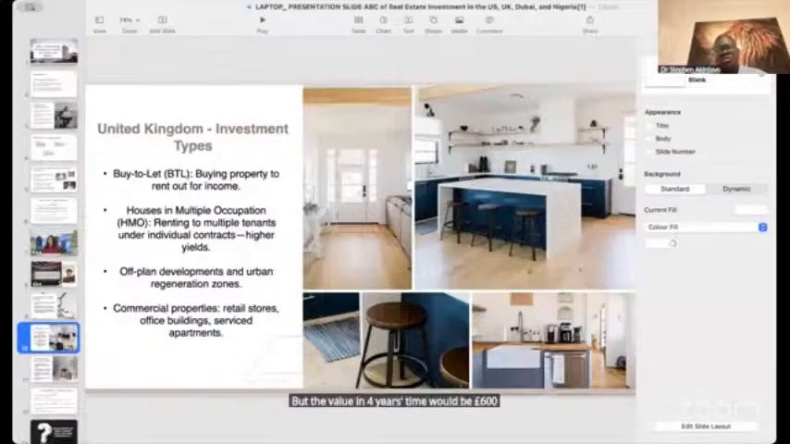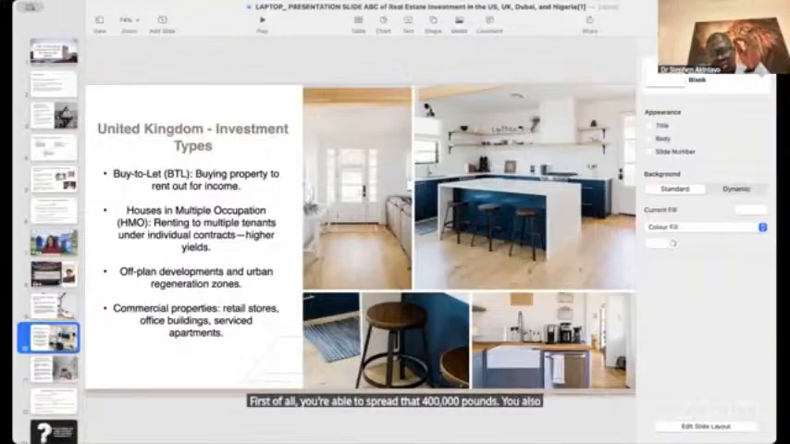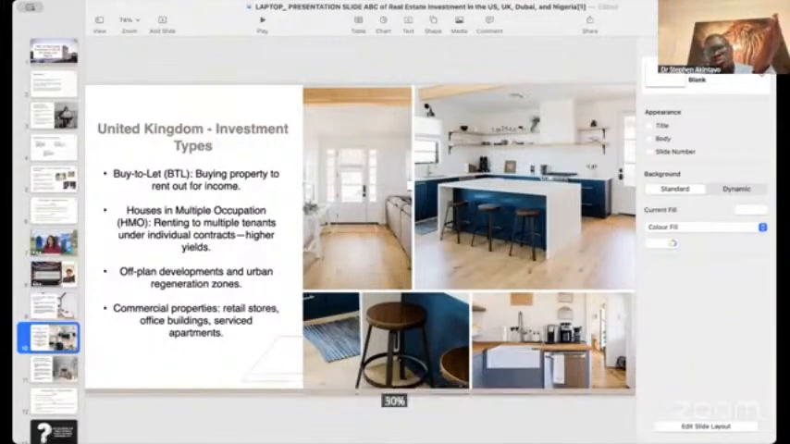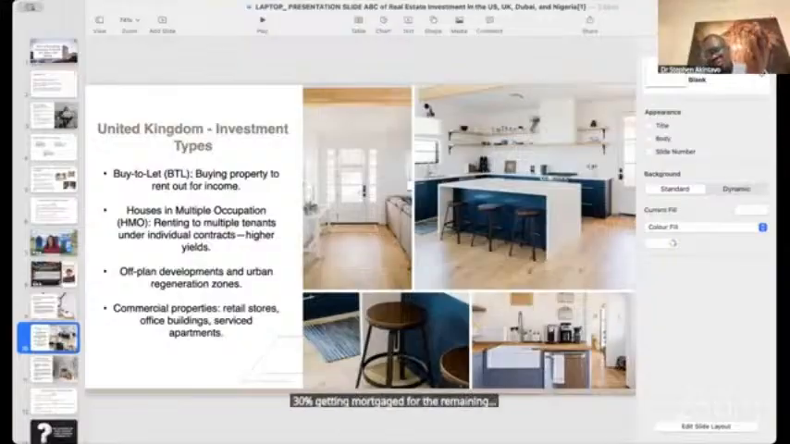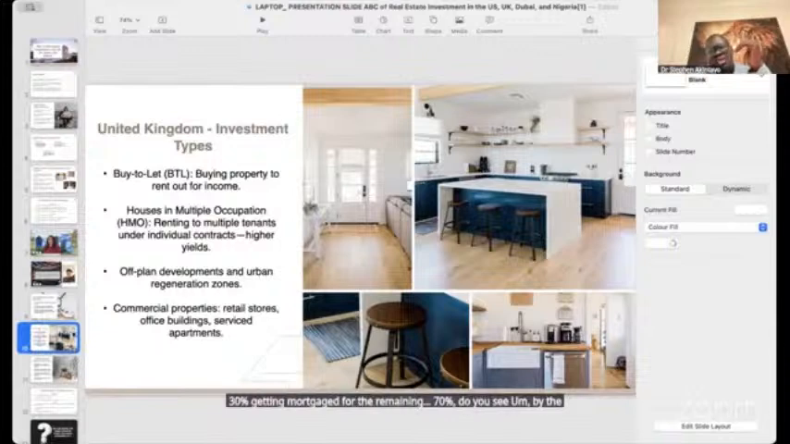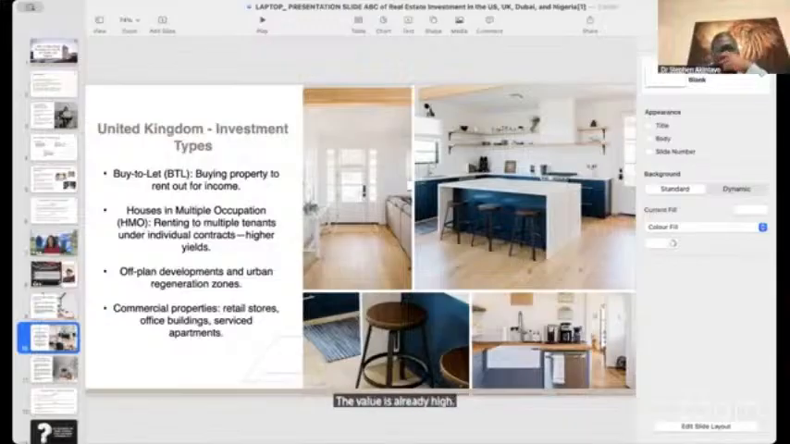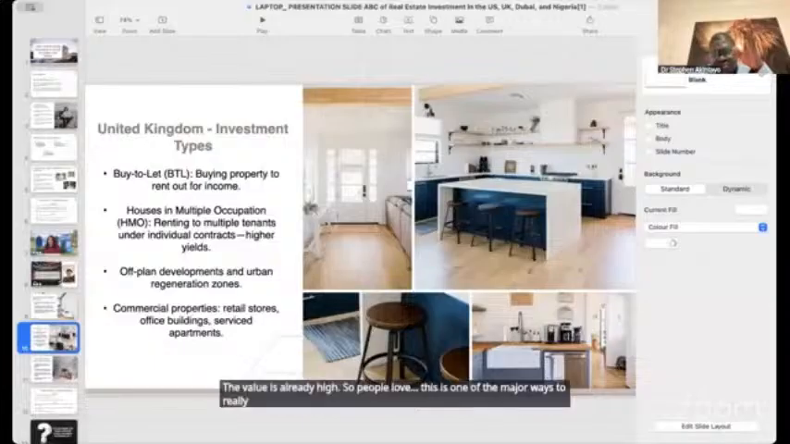So imagine, first of all, you are able to spread that £400,000. You're also able to get a mortgage on the £400,000. So you're only paying 30%, and you're getting a mortgage for the remaining 70%. Do you see now? And by the time you are getting the key to the property, what happens? The value is already high. So people love this; it's one of the major ways to really build wealth.